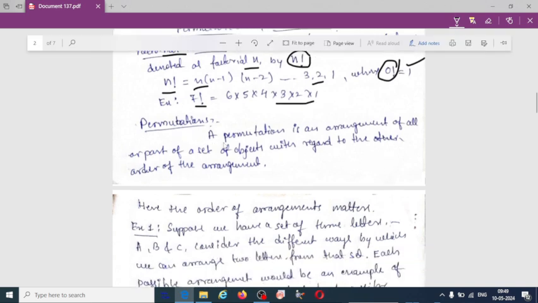Permutation is an arrangement of all or part of a set of objects with regard to the order of the arrangement.